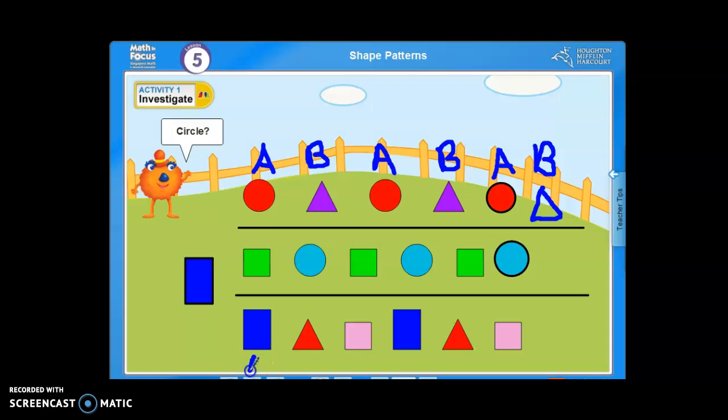Now let's look down at this one. We have A, B, and then it doesn't repeat the A, so we have to keep going. So it's an A, B, C pattern, because now we're back at the rectangle. So A, B, C. Then A would come next. So let's look at it. Rectangle, triangle, square. Rectangle, triangle, square. What would come next? The rectangle. Very good, boys and girls.